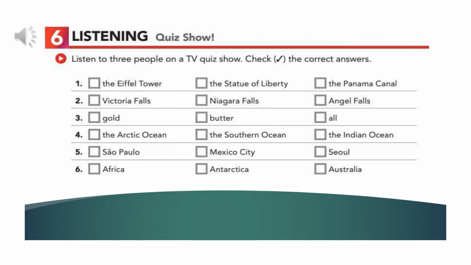Page 94. Exercise 6. Listening. Quiz show. Listen to 3 people on a TV quiz show. Check the correct answers.